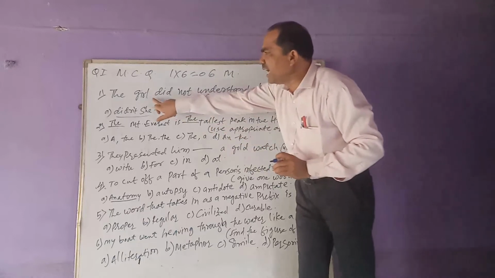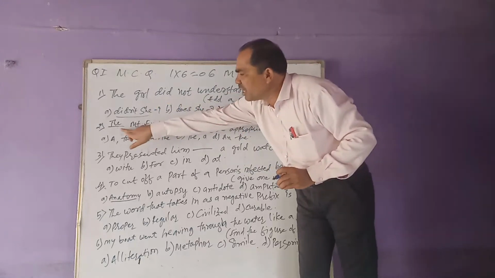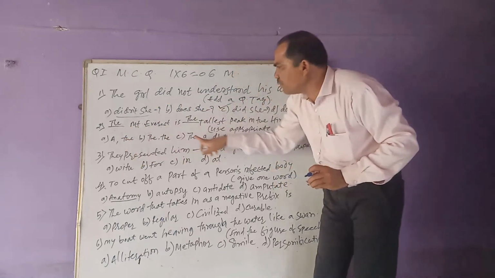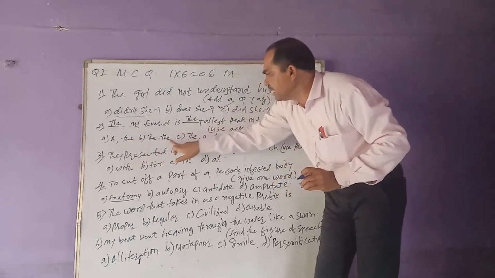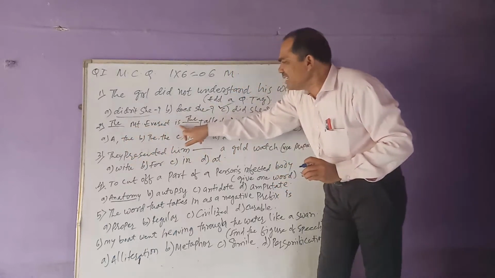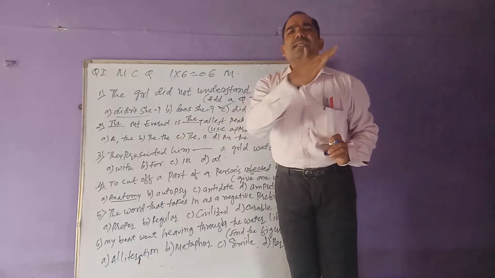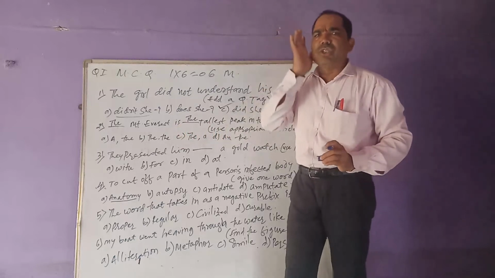If you have written the answer of the first one, did see, and if you have written the answer of the second one, out of 4 options, the one in which the Mount Everest is the tallest peak in the Himalayas, then your answer is 100% correct. There is no doubt.